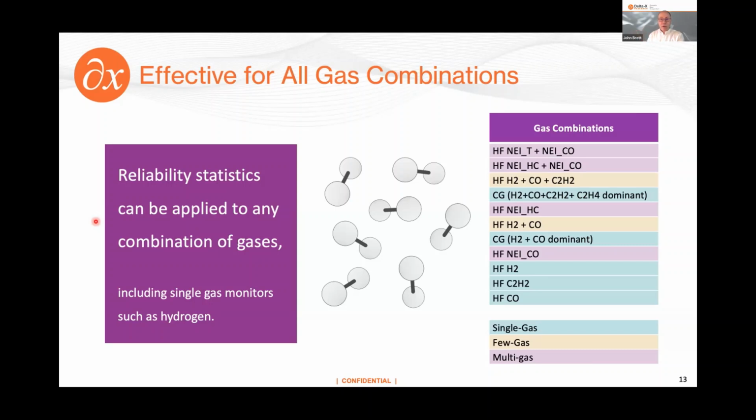but when you look at the price of something like a hydrogen monitor versus a multi-gas monitor, I think there's a lot more opportunity to deploy monitors, particularly on the mid to lower end of your power transformer fleets. I would encourage you to look at the economics of it more closely.